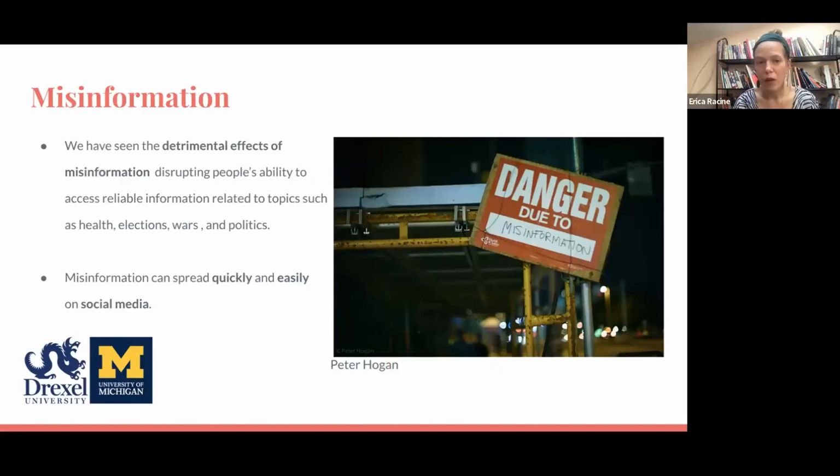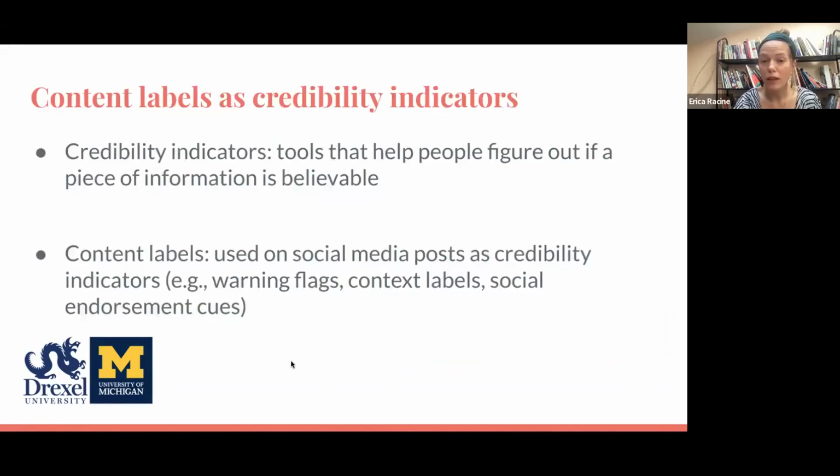Just a brief introduction to the problem space. I think we're all aware that misinformation is a massive modern-day problem, and misinformation interferes with access to trustworthy information in topics related to politics, war, health, etc., and that on social media platforms, misinformation can spread quickly and easily. One of the ways that social media platforms have been using to help mitigate the spread of misinformation is using content labels as credibility indicators.